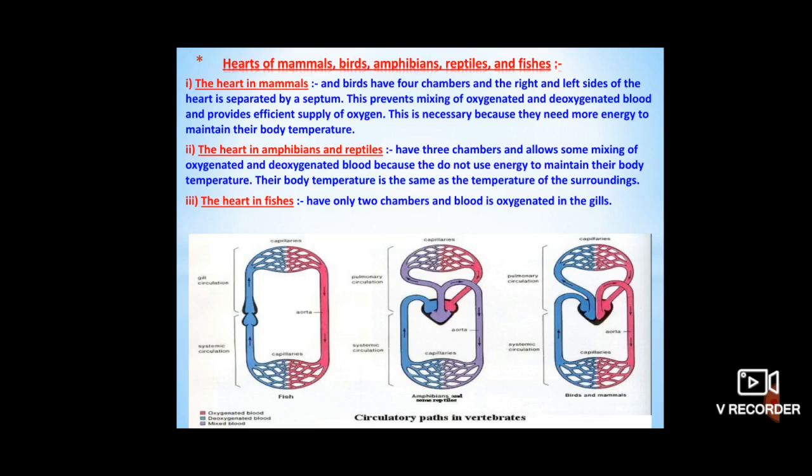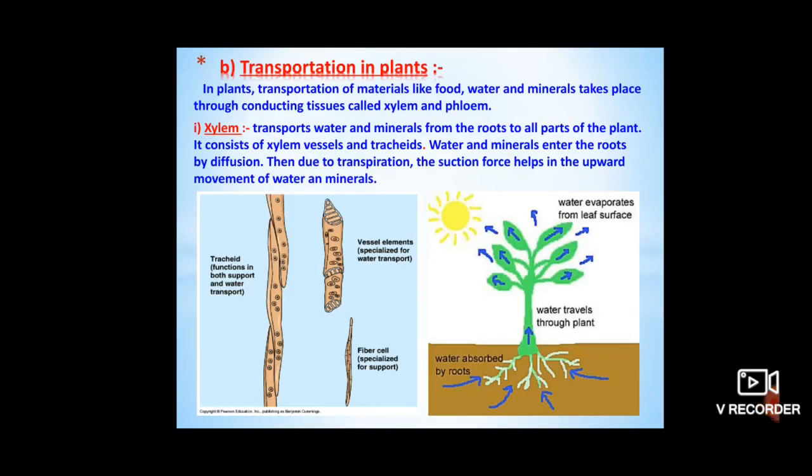How does this process of circulation take place? Yes, children. Next we move on to how the transportation process takes place in plants. In plants, the transportation of materials like food, water, and minerals takes place with the help of two different tissues, which we call xylem and phloem.